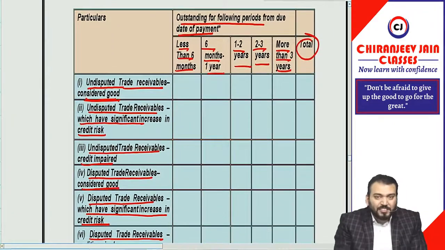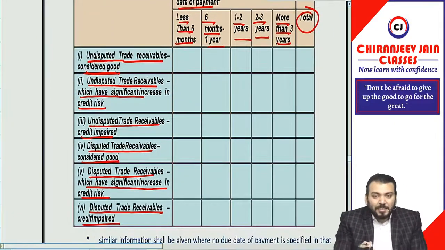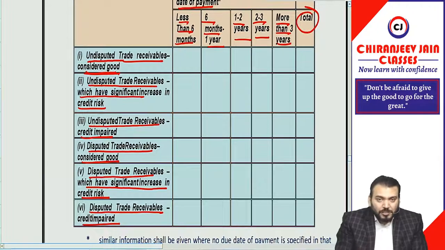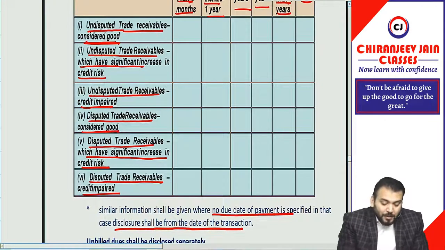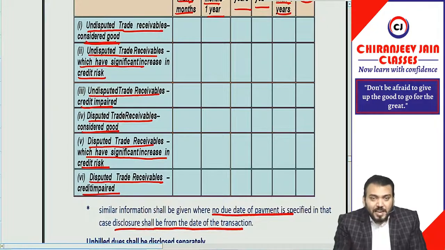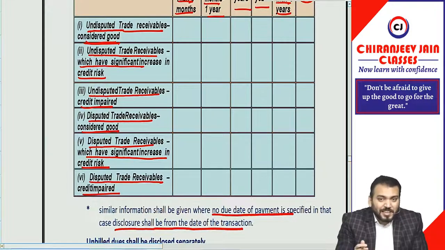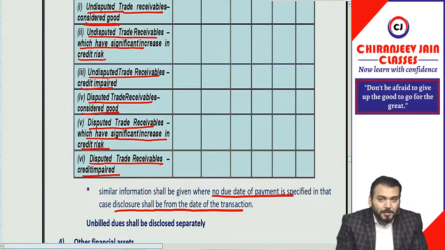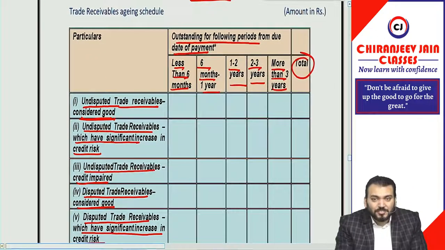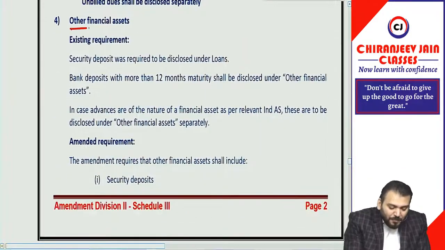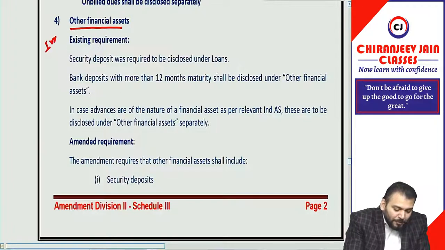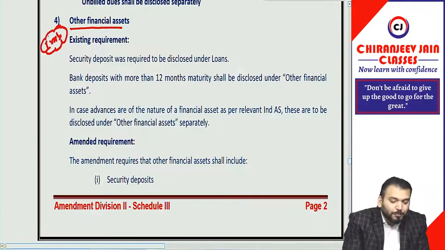So now we need to give an aging schedule, and we will divide the trade receivable into two parts, undisputed and disputed, and then it will be classified as undisputed trade receivable considered good, undisputed trade receivable which have significant increase in credit risk, undisputed trade receivable which are credit impaired. Similar for disputed trade receivable. Aging will be given for less than 6 months, 6 months to 1 year, 1 year to 2 years, 2 years to 3 years, more than 3 years, then total. Got it? Yes, sir.